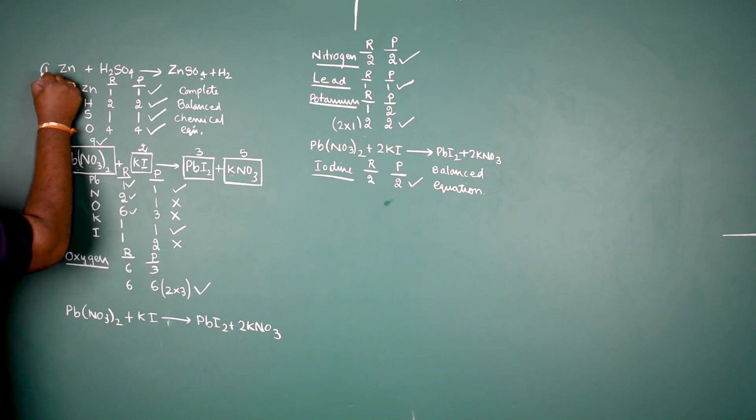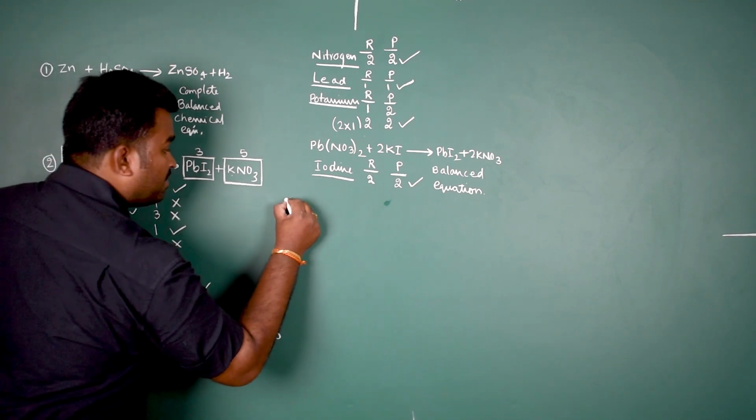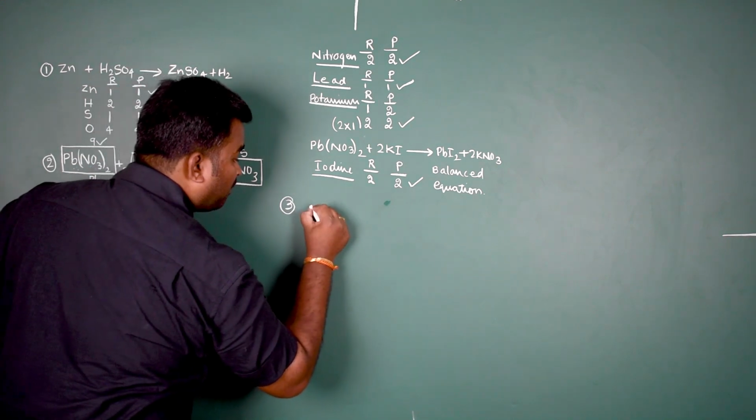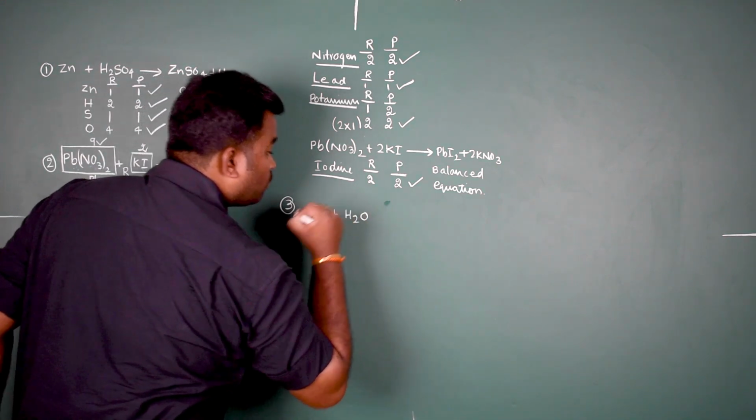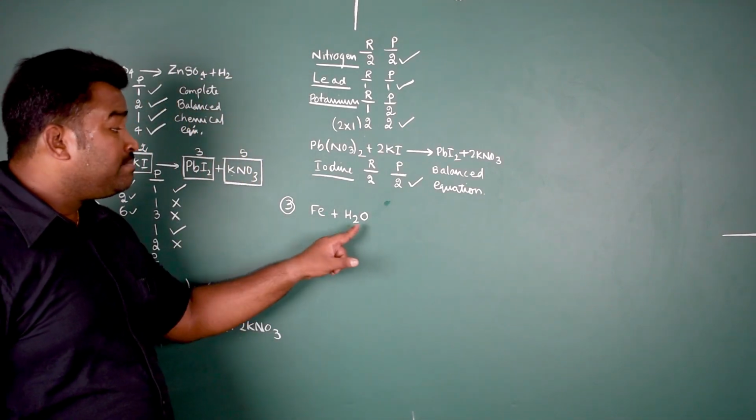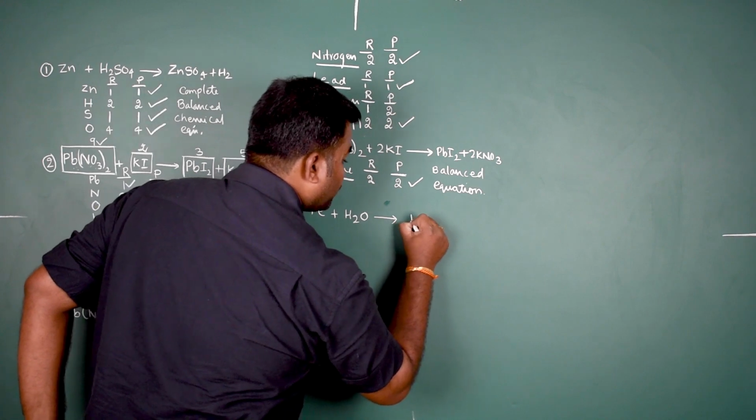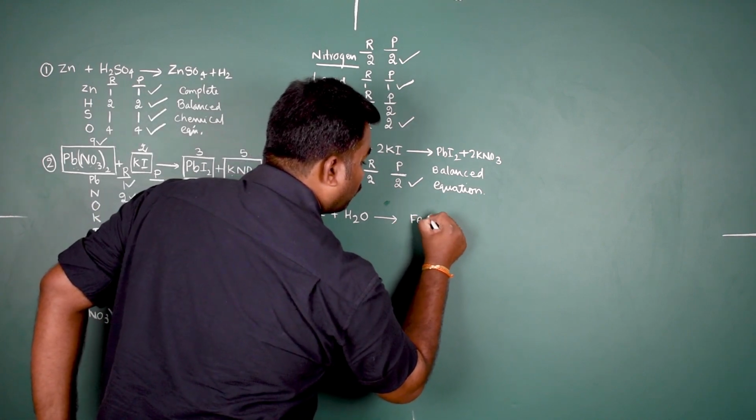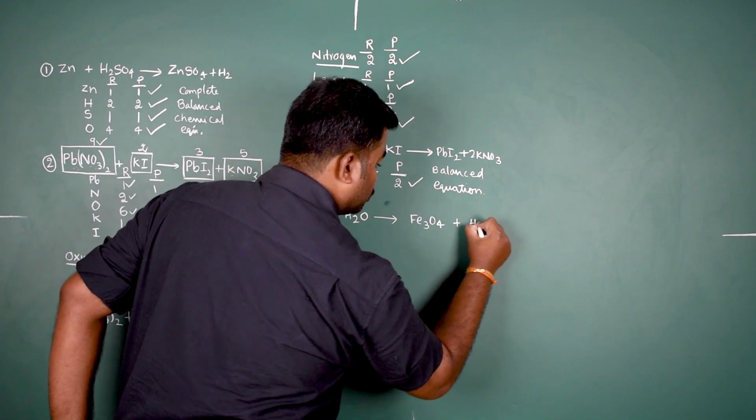We have taken 1 and 2. And the third one we will take is the reaction of iron with steam. What is steam? It is nothing but water, correct? When steam reacts with iron, it will result in the formation of Fe3O4, which is an oxide, plus hydrogen.